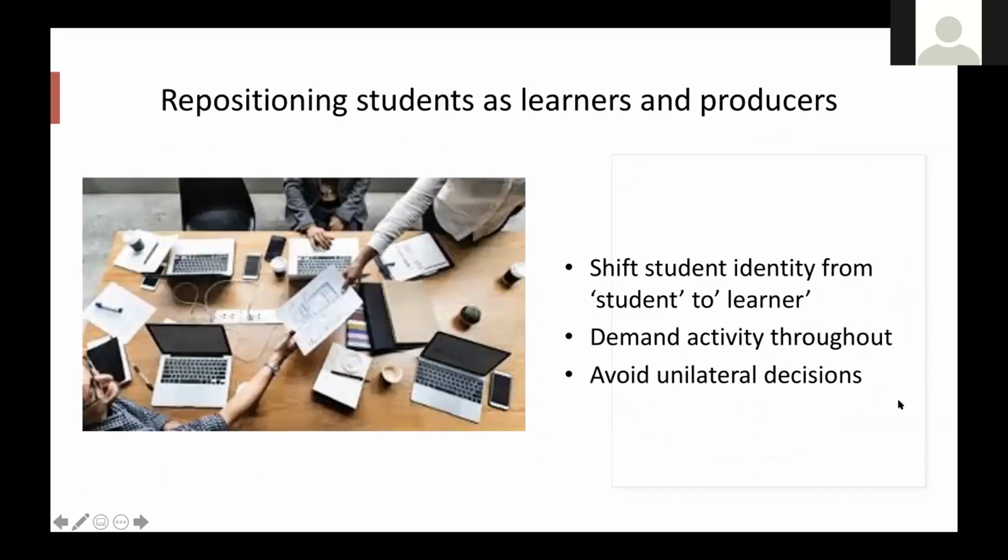Directions. So I suggest we need to start to reposition students as learners and producers. The old ways of looking at assessment assumed that students were just there to consume knowledge. You know, they take it all in, and then they give a bit of it out in assessment, and then we test that and we kind of grade them on that.